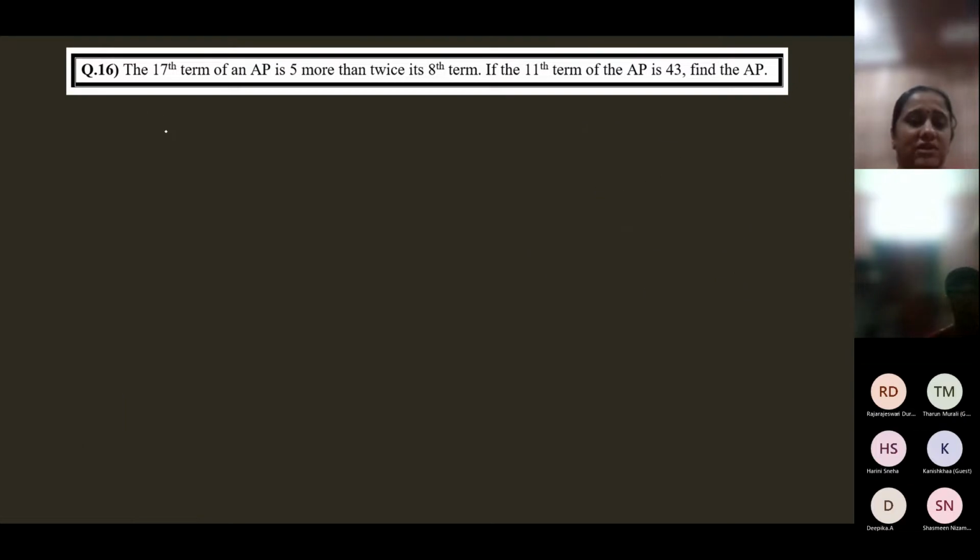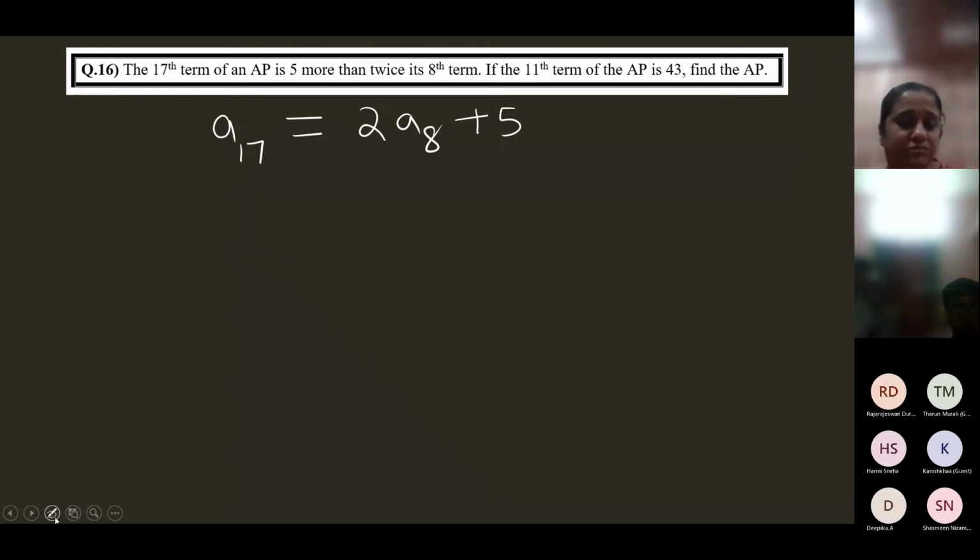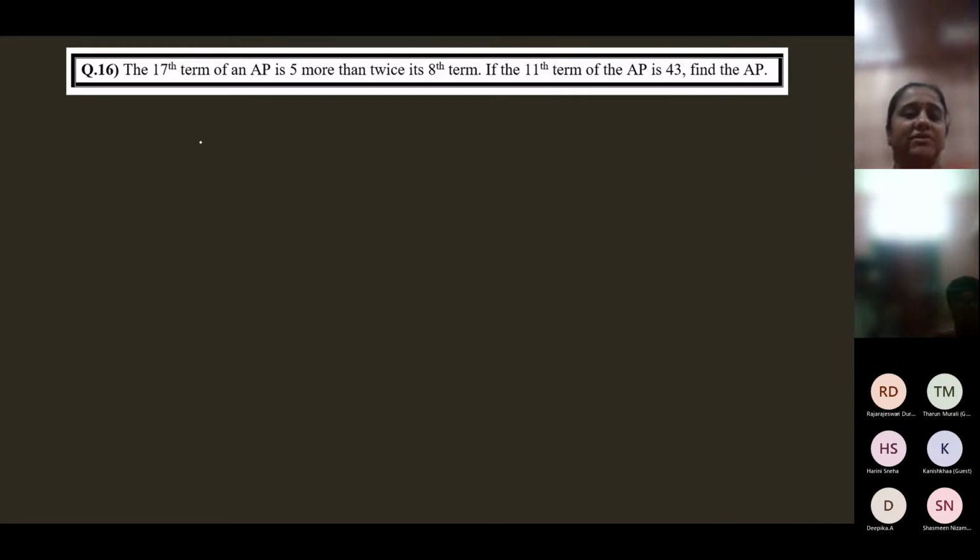Okay, now let's understand this. The 17th term of an AP is equal to 5 more than twice its 8th term, twice its 8th term. See here, once again. The 17th term of an AP, A17.